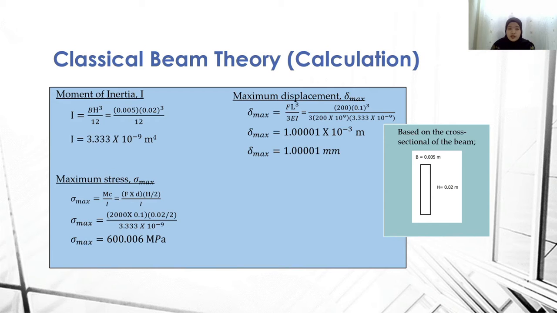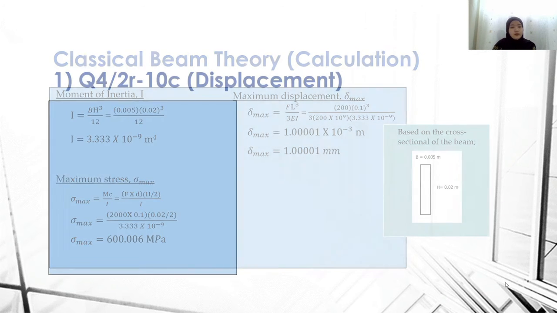Calculating maximum displacement by using the formula FL cubed over 3EI, where F is the force applied, L is the length of the beam, E is the Young modulus, and I is the inertia, we get a maximum displacement of 1.00001 millimeter, or 1.00001 exponent negative 3 meter.